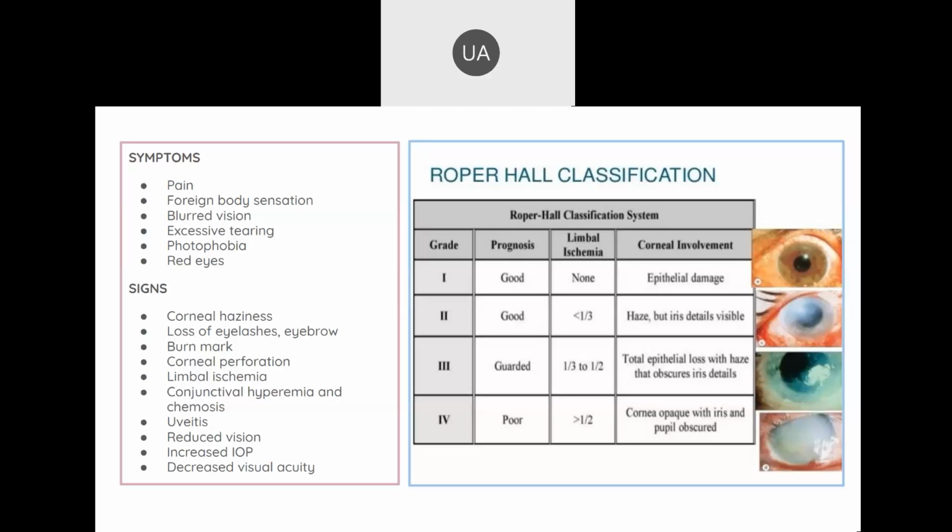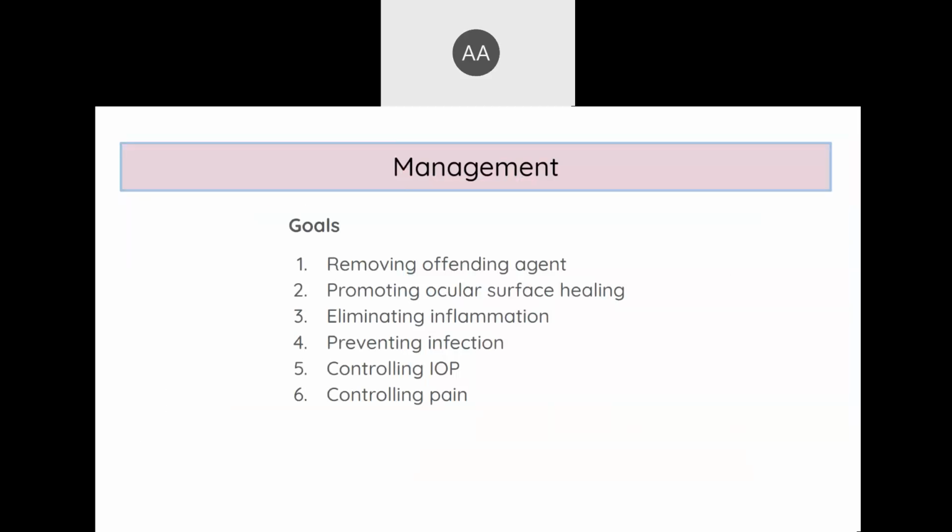On the right side is the grading frequently used for acute chemical injuries to plan for subsequent treatment and to determine the prognosis. The grading is usually performed on the basis of corneal clarity and the severity of limbal ischemia, and it is called the Roper-Hall classification system. It consists of grade 1 until grade 4. We can refer to the table for the grading.